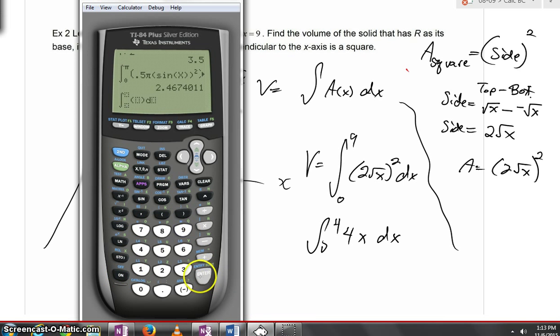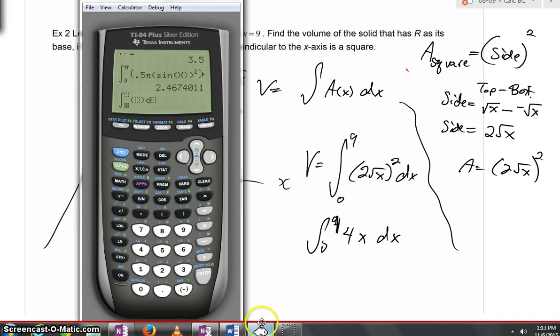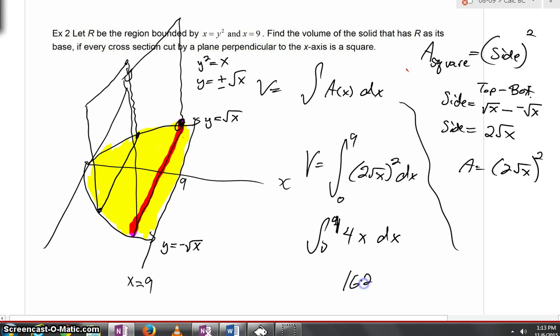Do a math 9. Yeah. Oh, yeah, put that up here as a 9. Good thing you guys are here. I'm working a little too quickly. Thank you. Here's a 0 up to a 9. Put in a 4x, because that's what we get when we square it. And we get 162. Of course, we could have done that by hand.